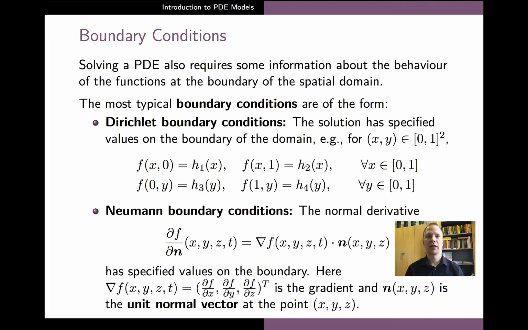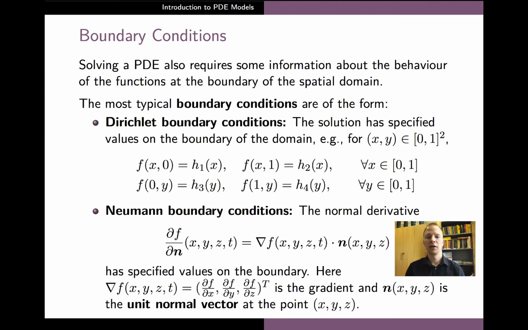Similarly, solving PDEs that include spatial variables requires knowledge of the behavior of the solution on the boundaries of the spatial domain. And the most common types of boundary conditions are the Dirichlet and the Neumann boundary conditions. The Dirichlet boundary conditions pose conditions directly on the values of the unknown function on the boundaries of the domain. For example, these values can be given by some known functions as shown here on the slide. In a very typical situation, the solution may be required to be 0 or some other constant value on all of the boundary.